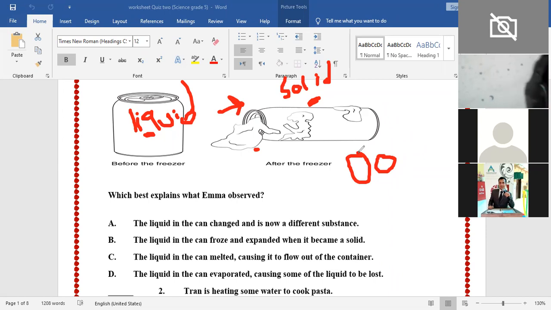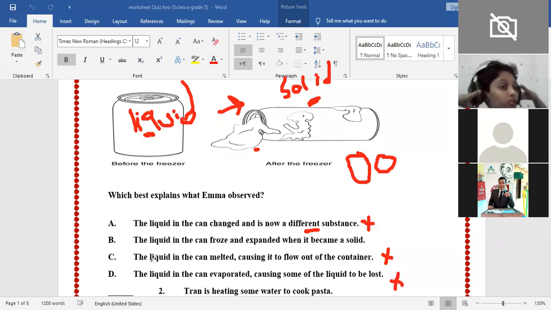Let's check the other choices. Letter A: the liquid in the can changed and is now a different substance after freezing. No, so A is wrong. Let's check C: the liquid in the can melted, causing it to flow out of the container. No, it is not melted, it froze, so C is false. D: the liquid in the can evaporated, changed to gas? No, it changed to ice and expanded.